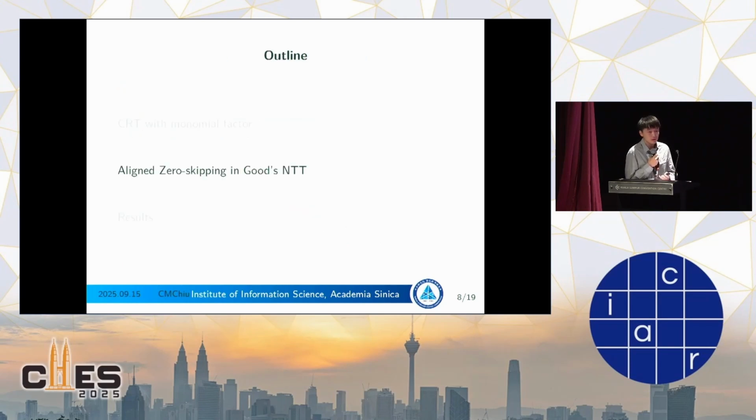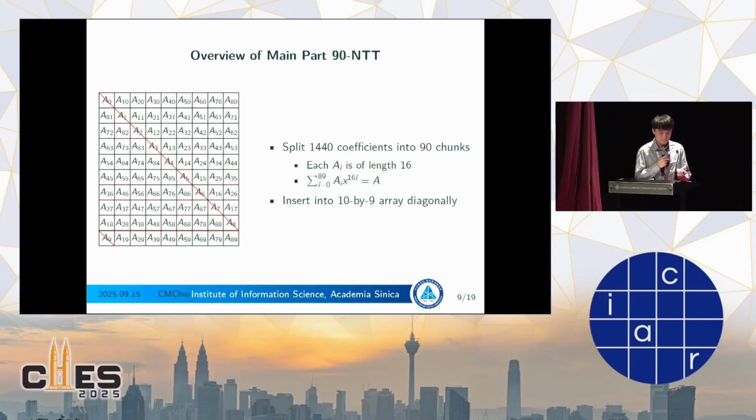Which brings us to the next section, aligned zero skipping in Good's NTT. Because of time constraints, I can't really go into the detail of how Good's NTT works in theory, but only show how it is implemented in practice. So we first split the 1440 coefficients into 90 chunks. Each of the a_i is a polynomial of length 16, and they together satisfy this equation here.